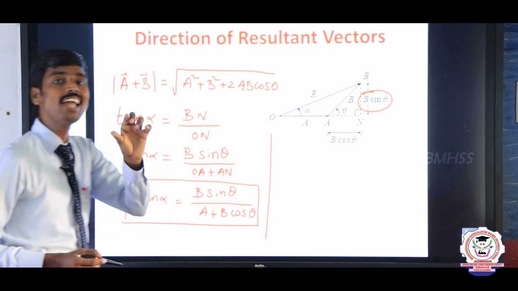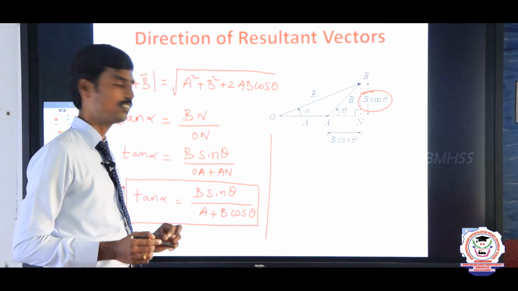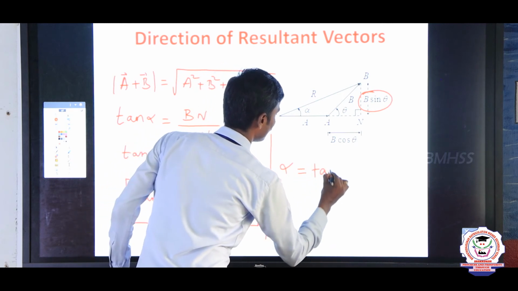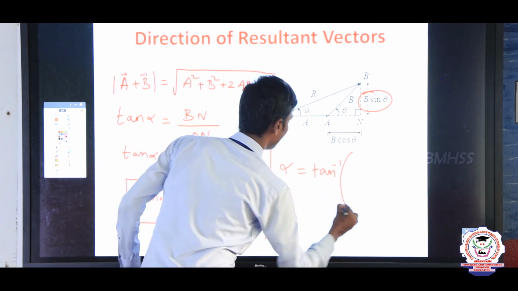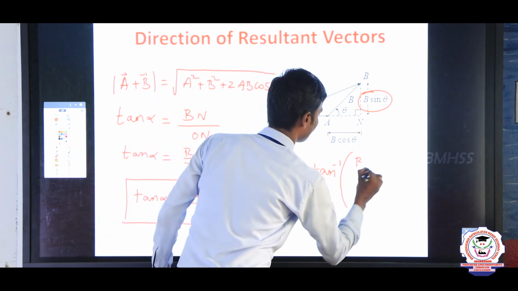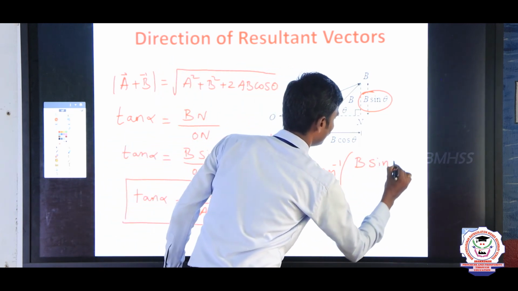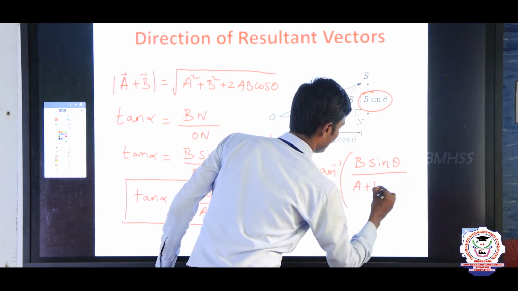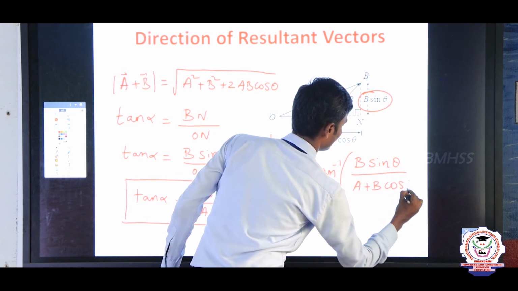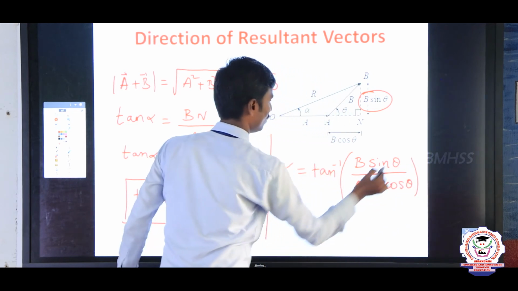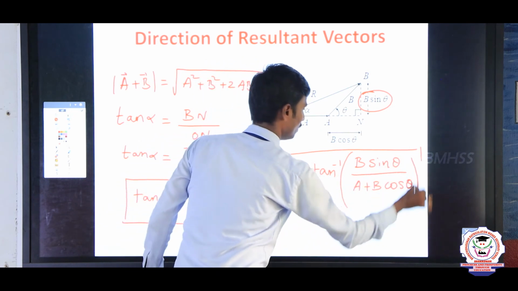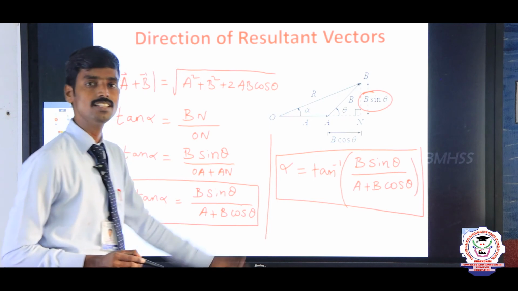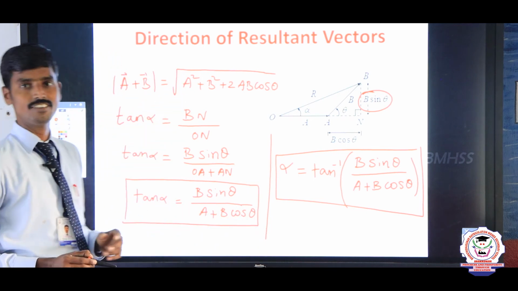To find the angle between a and r vectors, take alpha value, alpha equal to tan inverse of b sin theta divided by a plus b cos theta. This is the final expression. Alpha equal to tan inverse of b sin theta by a plus b cos theta. Okay, this is the final expression for the direction of a resultant vector.